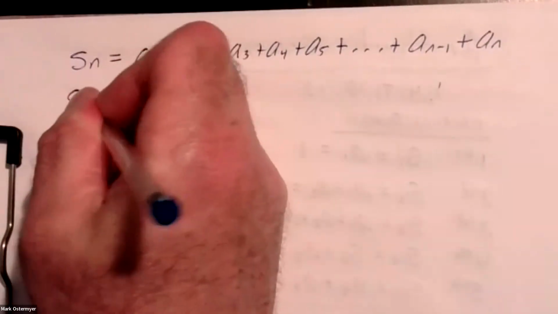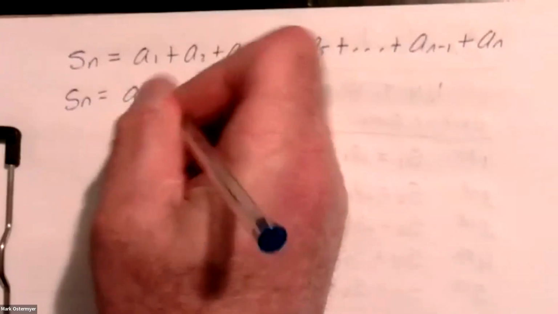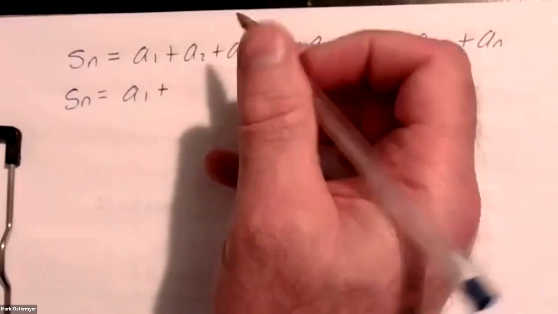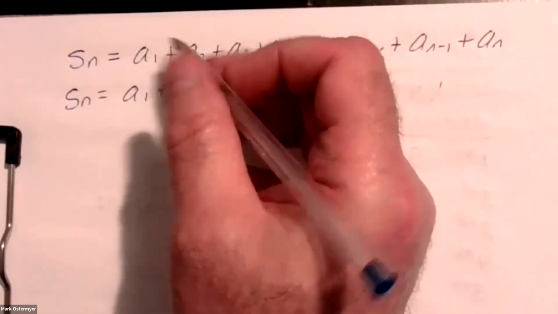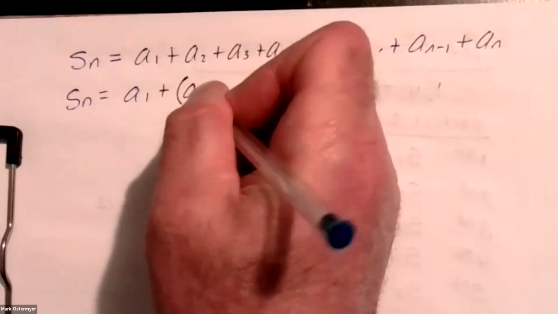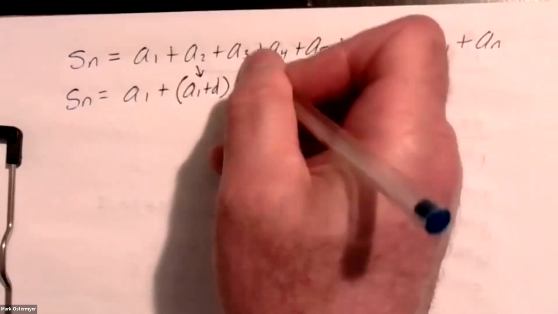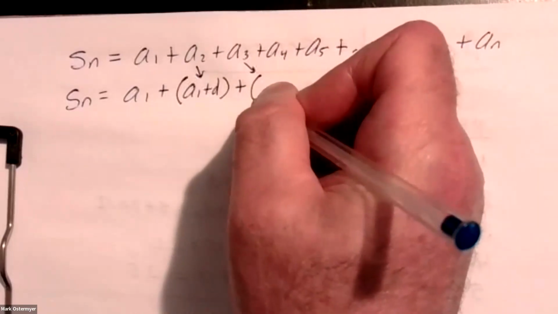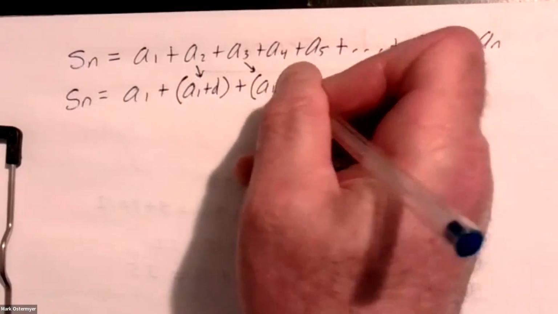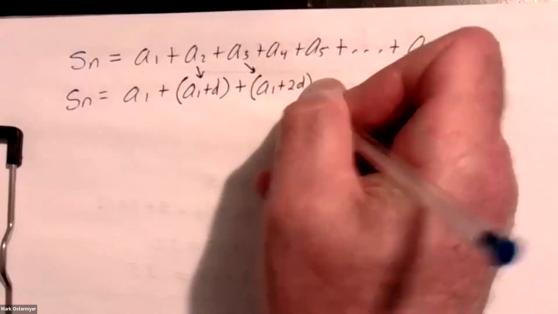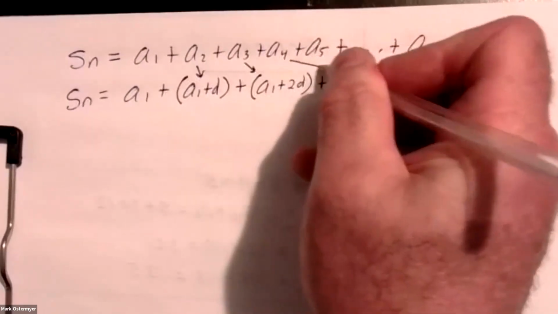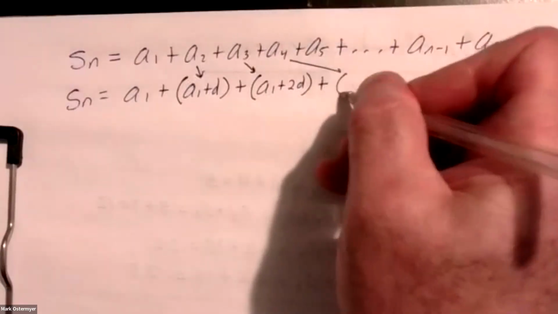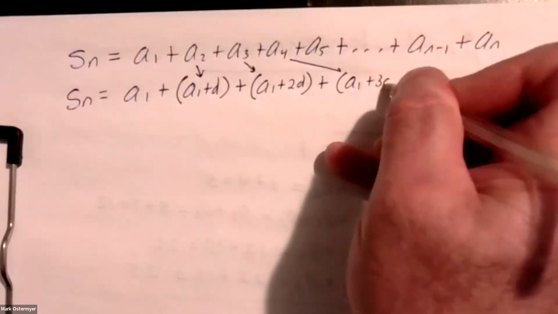Well, let's write it this way now. This is really the first term plus the second term. But what is the second term? The second term is really the first term plus our common difference. Plus the third term. But what's another name for the third term? Another name for the third term is the first term plus 2 times our common difference. Plus the fourth term. But another name for the fourth term is the first term plus 3 times the common difference.